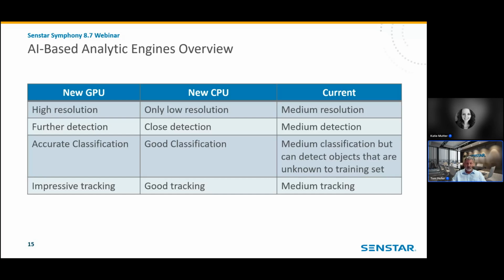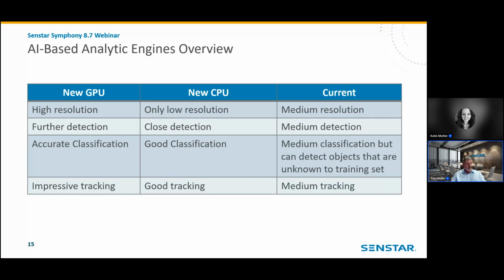For outdoor, it could be that it's not far enough. And then the tracking itself with the new GPU, it's very impressive. It's really good tracking. And with the CPU version, it's good tracking. So this is something that works with all three and that it can use.